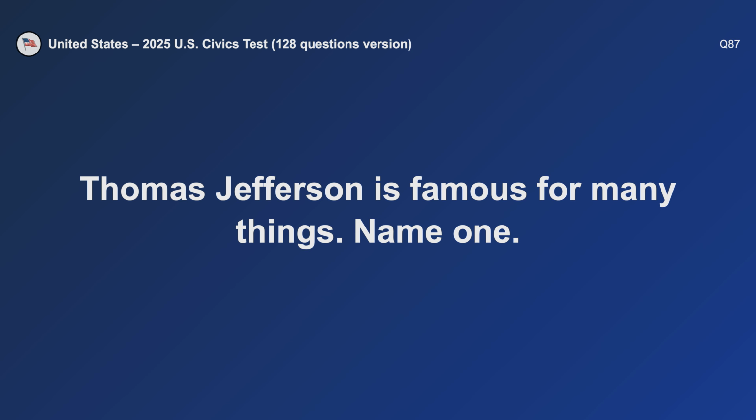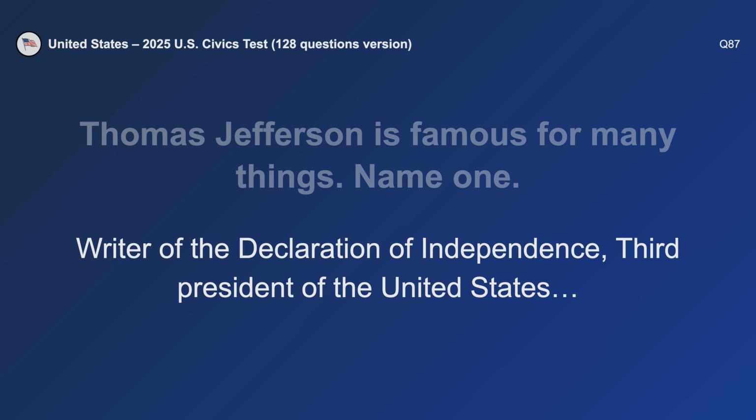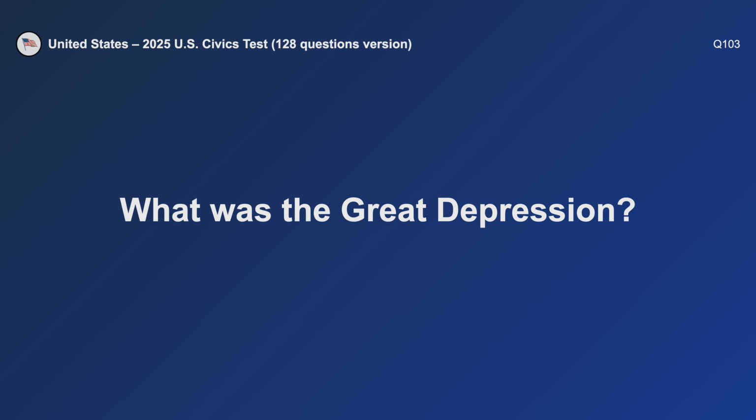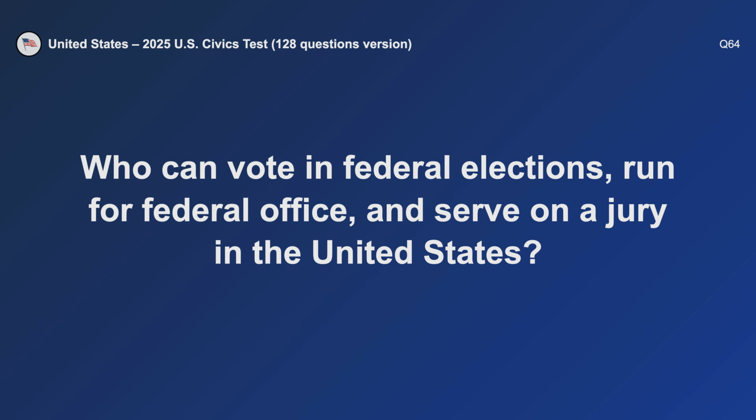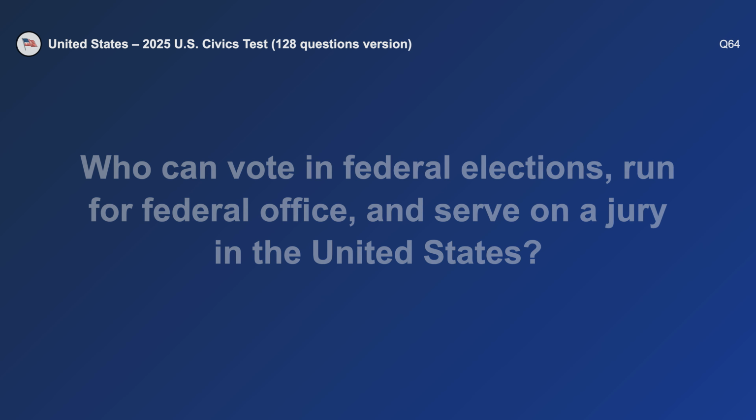Thomas Jefferson is famous for many things. Name one. Writer of the Declaration of Independence. What was the Great Depression? Longest economic recession in modern history. Who can vote in federal elections, run for federal office, and serve on a jury in the United States? Citizens.